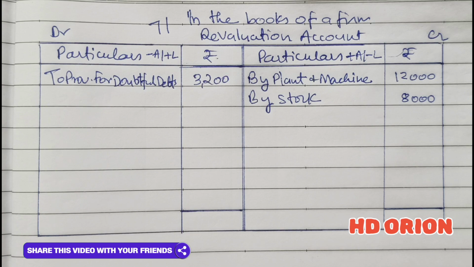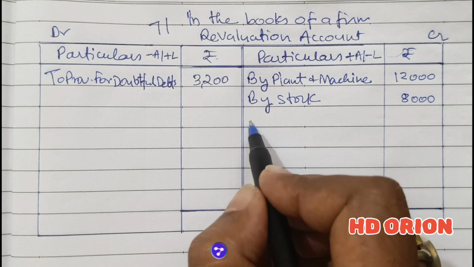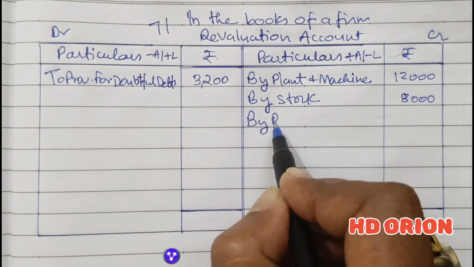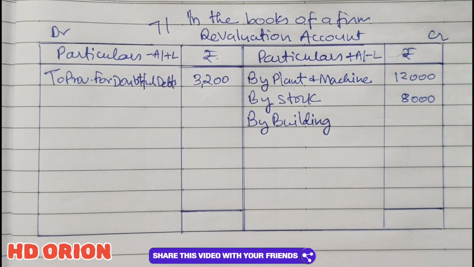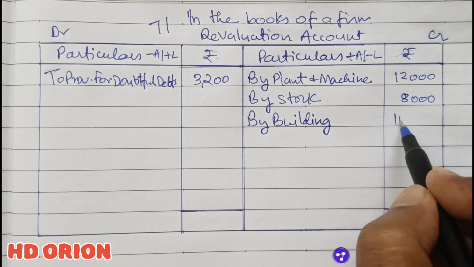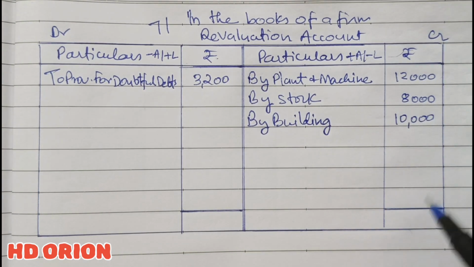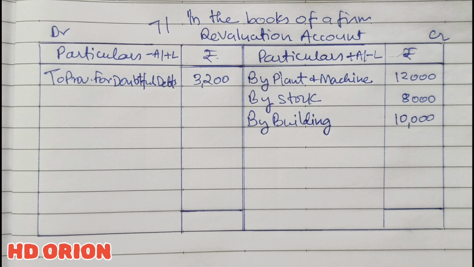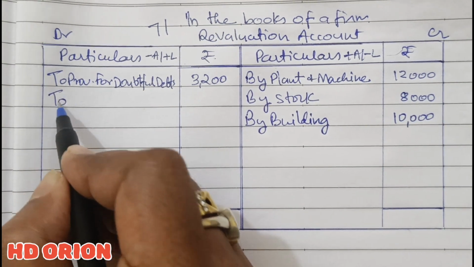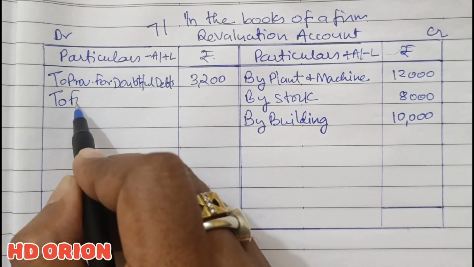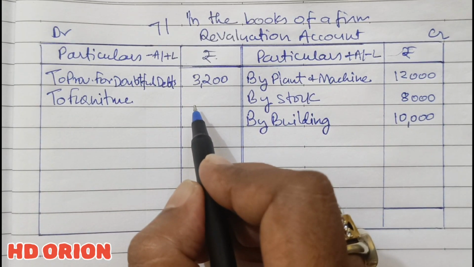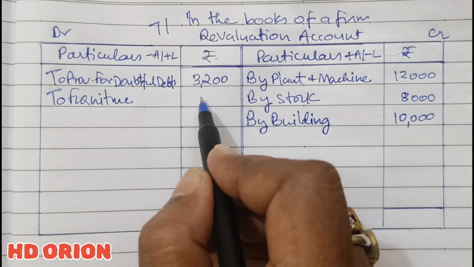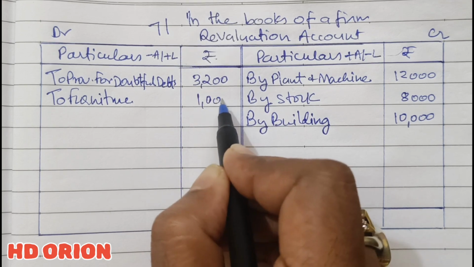Then building has been appreciated. So increase in asset. So by building 20% of the book value, 50,000's 20% is rupees 10,000. So with this amount, and furniture is depreciated. So decrease in asset to furniture is decreased by 10%. So 10,000's 10% is rupees 1,000.